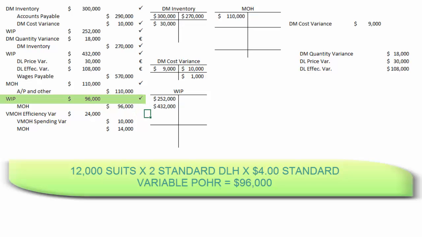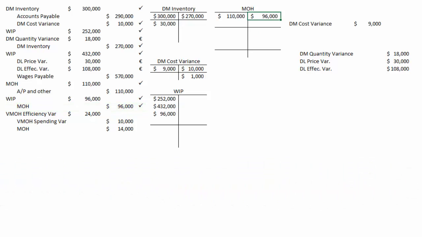We're going to go ahead and post that to our WIP account, and we're going to take it out of manufacturing overhead, right like that. And then we had some variances that we need to take care of because we wanted to zero out our manufacturing overhead. So we have a variable manufacturing overhead efficiency variance that has a debit balance in it. To zero that out, I need to credit it. We have a spending variance that has a credit balance in it. To zero that out, I need to debit it.